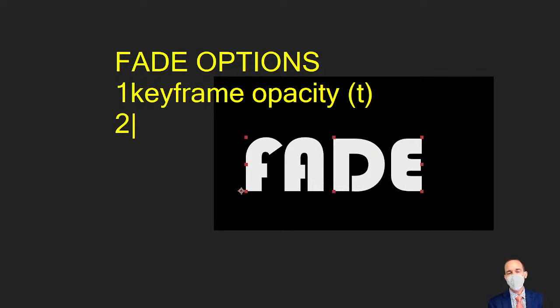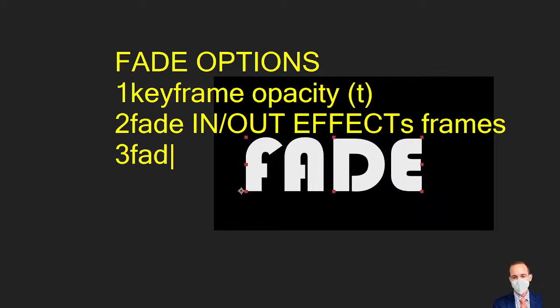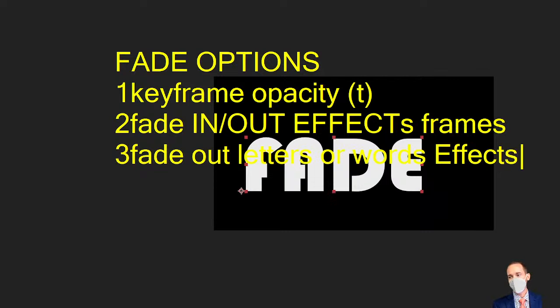Our other option is to use the fade in/out effects. So that comes from the effects menu and fades something in and out, usually based on the amount of time in frames by default, right? So how long do you want the fade to be? And then the other option here is fade out letters or words, and that's also in the effect menu.